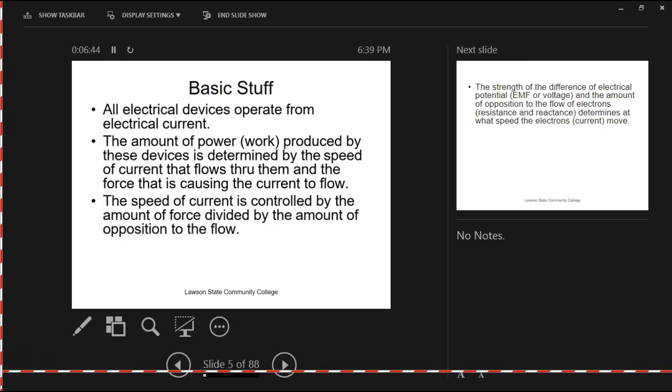The speed of the current is controlled by the amount of force divided by the opposition to the flow. So every circuit's got to have opposition. So we calculate power by how much opposition something flows through. So your loads are going to have opposition to it, right? Does this make sense? So when we push current through an opposition, we get work in the form of watts, right?